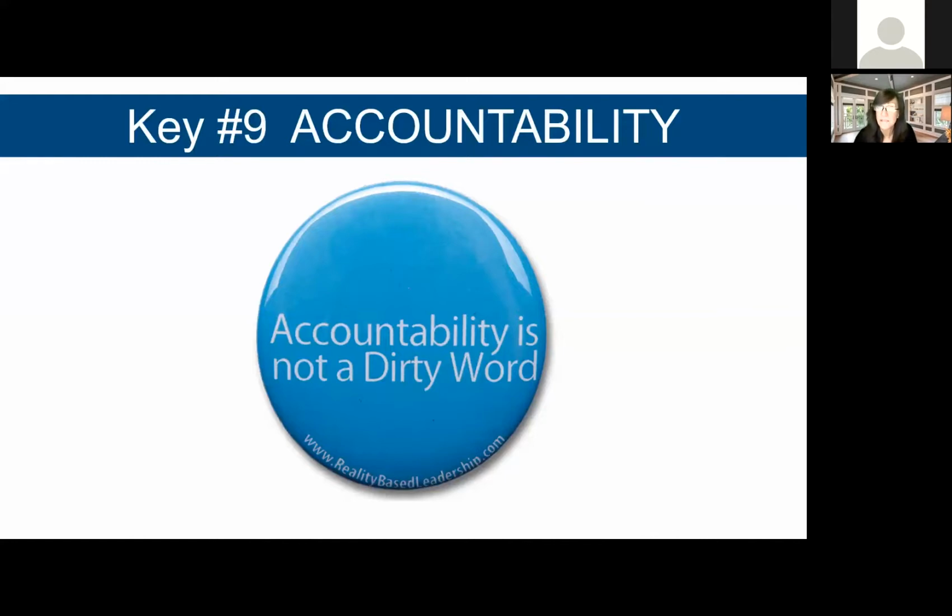So go ahead and give your company a score 1 to 10 on accountability. If you have a lower score in this area, that might be something that would be really valuable to go back and think about and talk about with your leadership team.